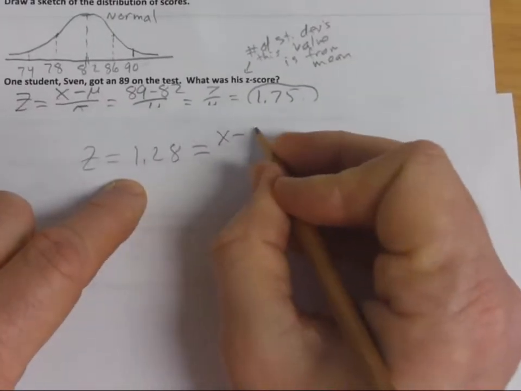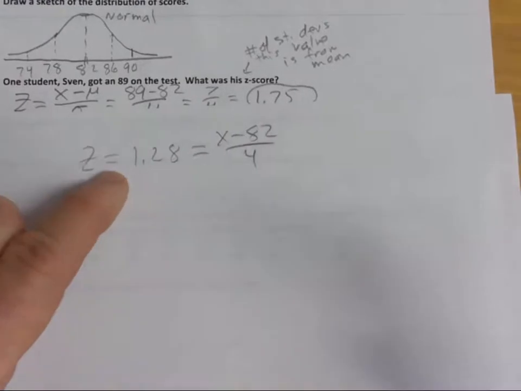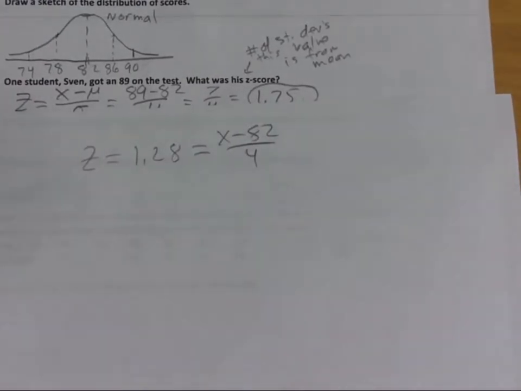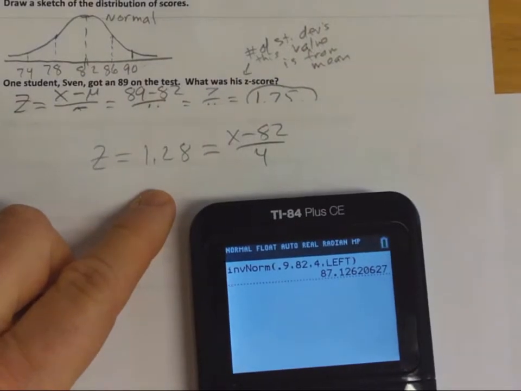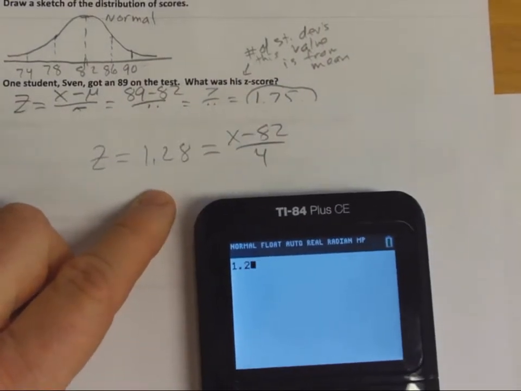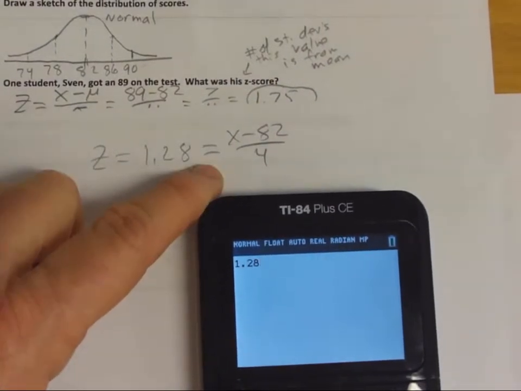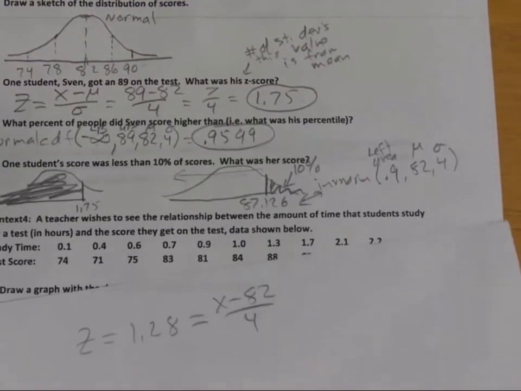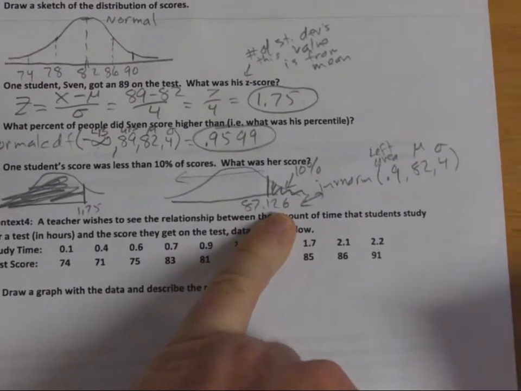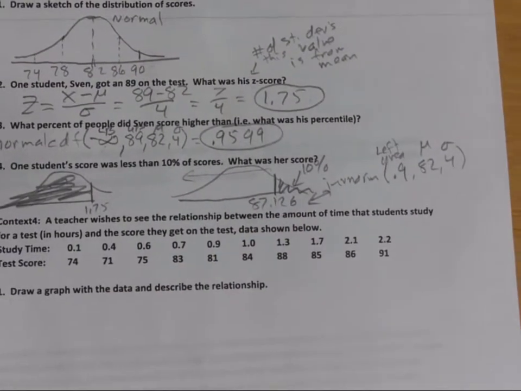That is x minus 82 over 4. And so used to, before we had these calculators function, this is what we would do with all of them. So we would say, okay, I'll say 1.28 and then just use my algebra skills, go times 4 is equal to, and then plus 82. And so we get 87.12, which is pretty close to what we got there. So that is how you do it by hand.